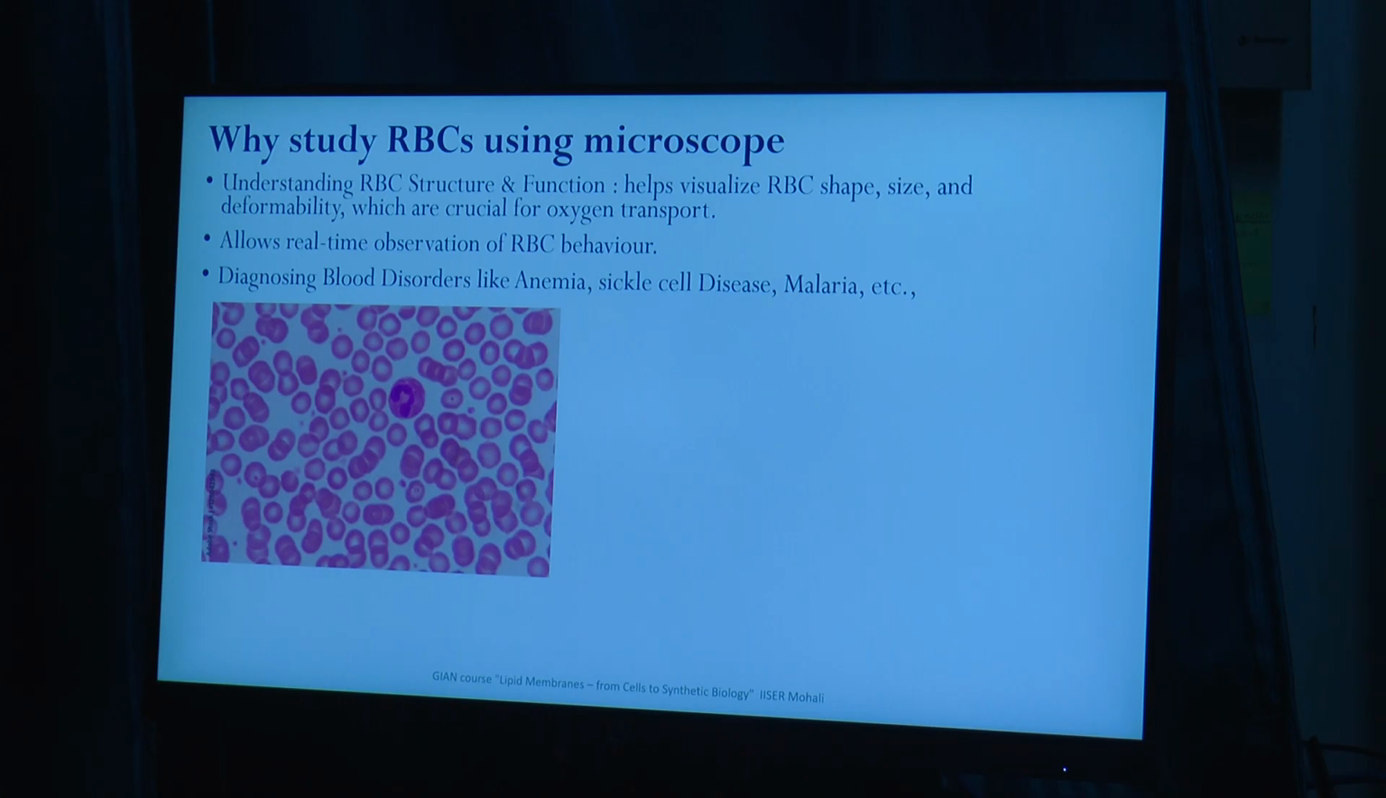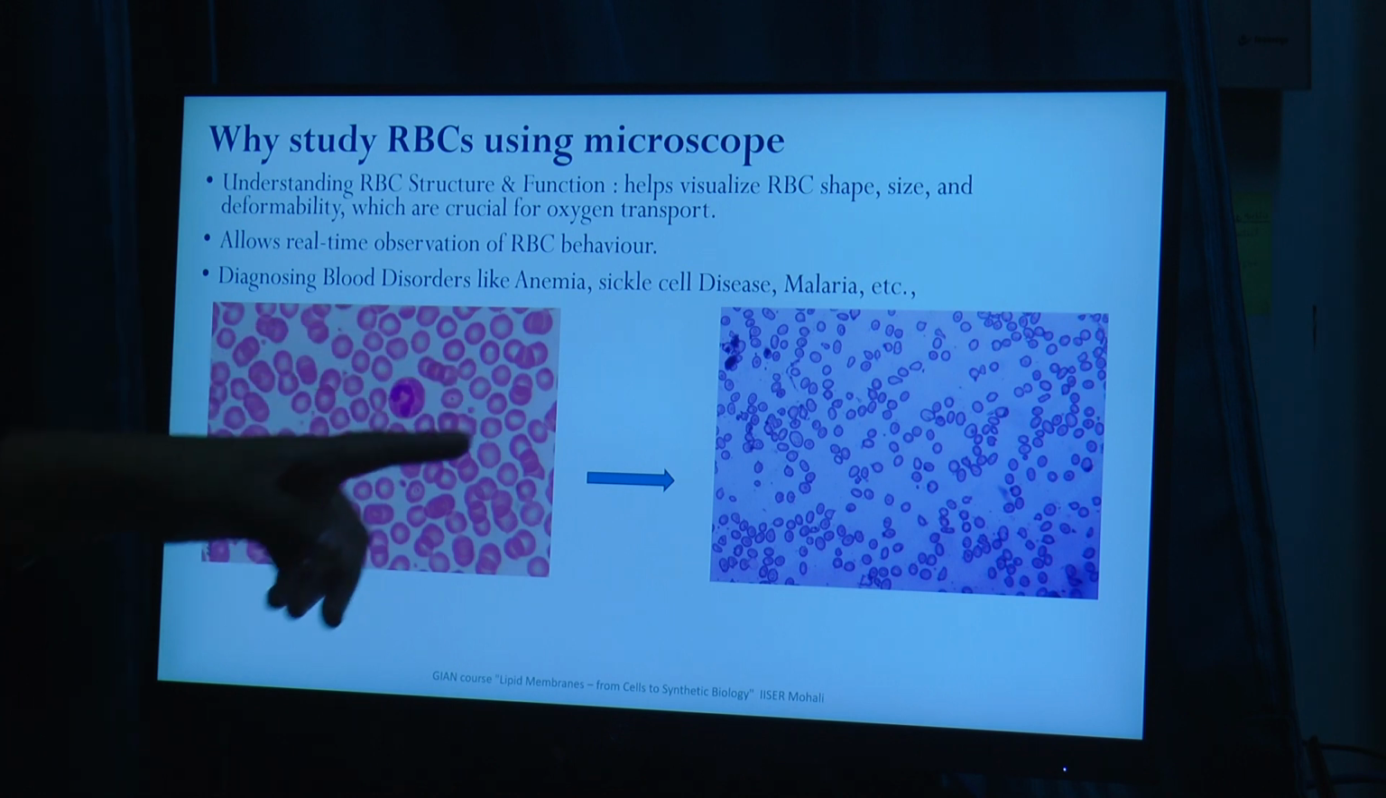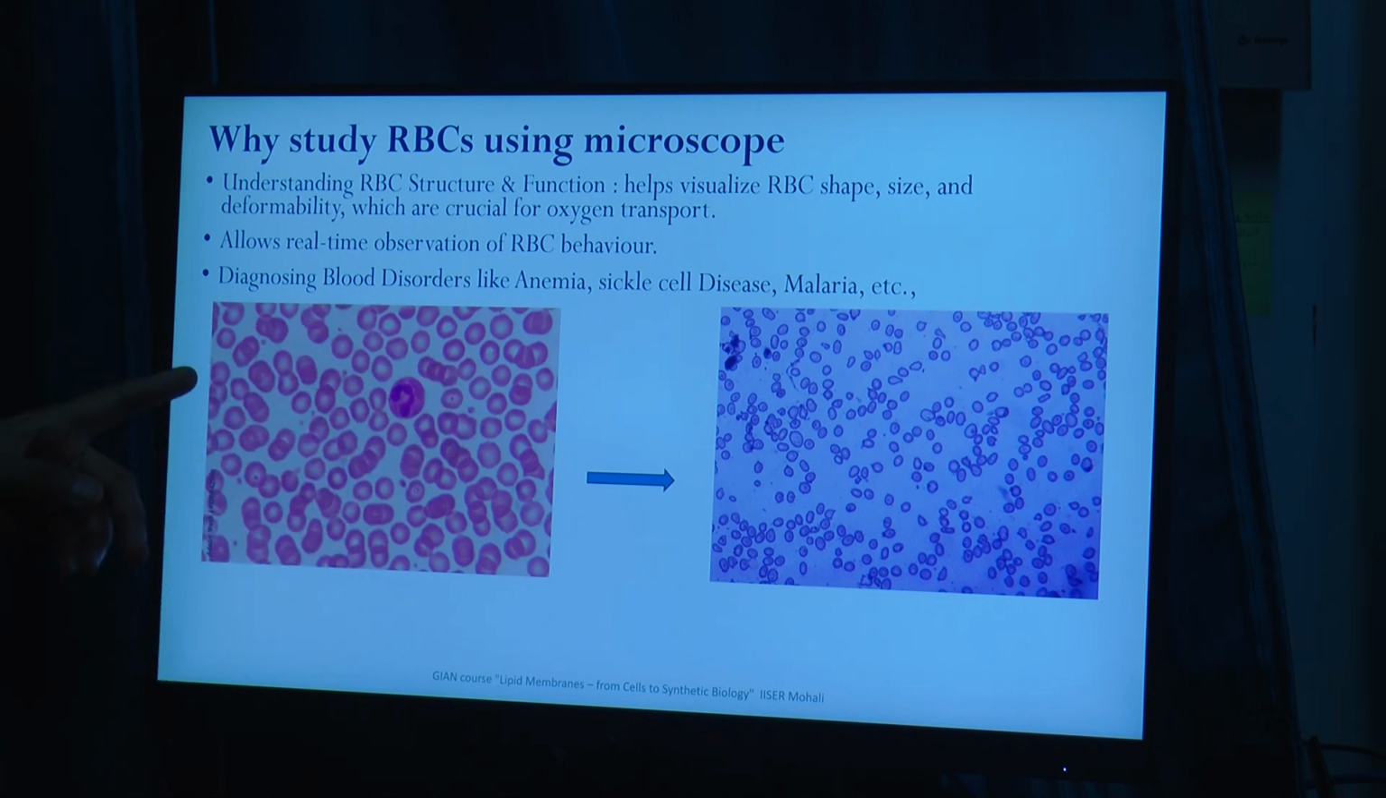Another advantage of studying red blood cells under a microscope is that we can understand in real time how red blood cell behavior is going to change. Another most significant aspect is that we can diagnose different blood disorders like anemia. You can see that these are normal red blood cells. This is an image of a normal red blood cell.